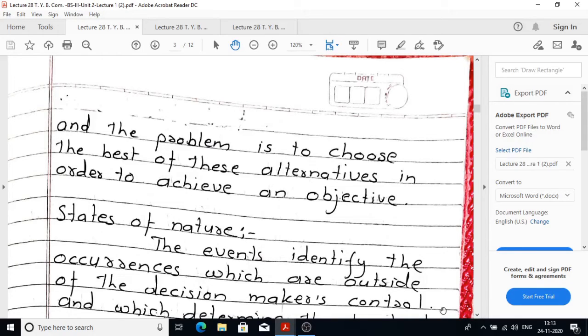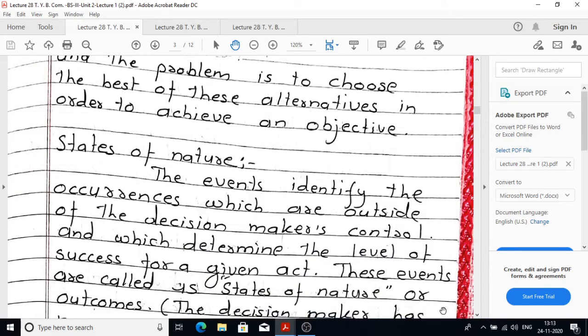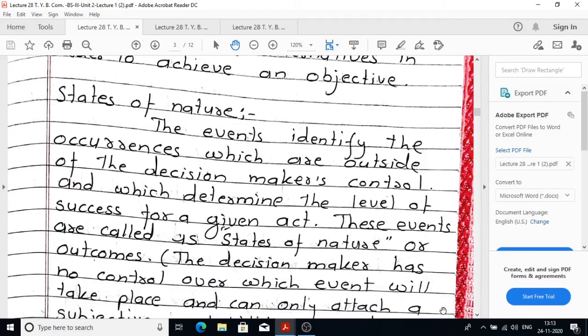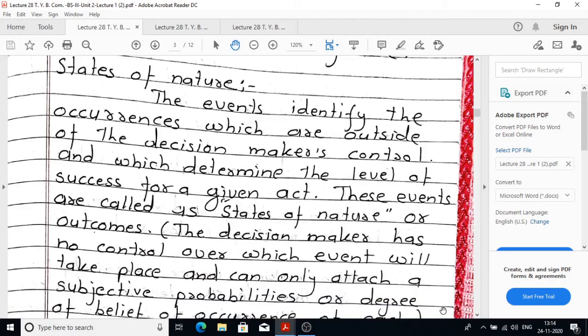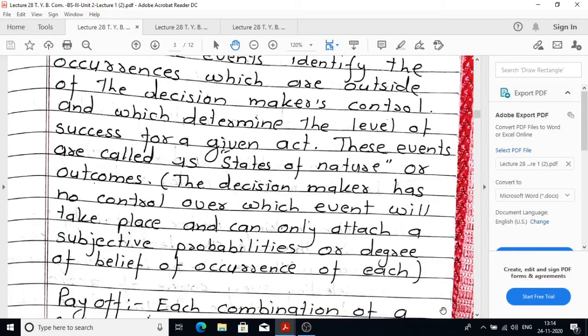Next definition, states of nature. The events identify the occurrences which are outside of the decision maker's control and which determine the level of success for a given act. These events are called states of nature or outcomes. The decision maker has no control over which event will take place and can only attach subjective probabilities or degree of belief of occurrence of each.